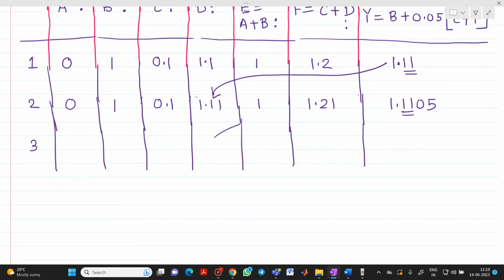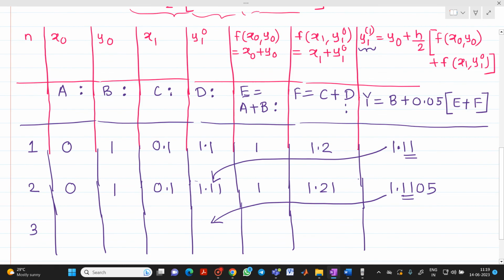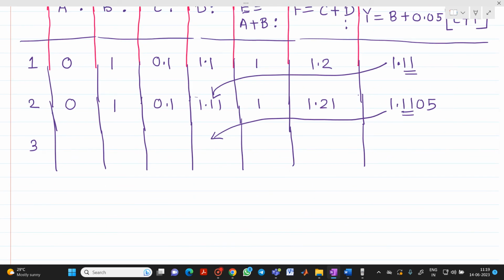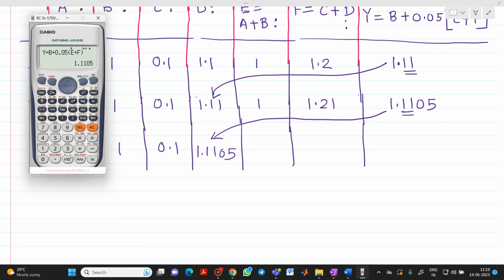Now what to do again? Whatever answer you get here as y1 of 1, you have to use as y1 of 0 in the next iteration. So I will write it here as 1.1105. So this will be 0, this will be 1, this will be 0.1. So let me again substitute here. Then CALC. So we will get it here.